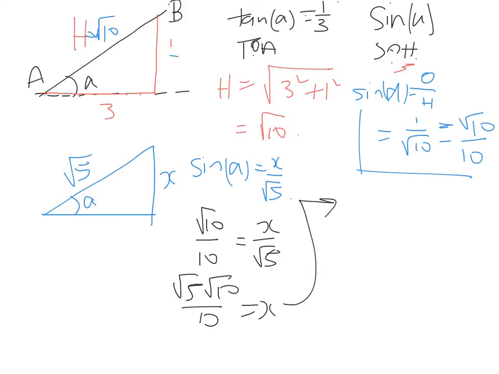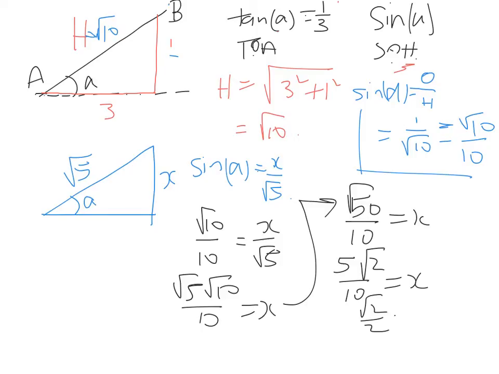I'll simplify, so we've got the square root of 50 over 10 equals x. So the square root of 50 ends up being 5 root 2, so 5 root 2 over 10 equals x, and that's simplified to root 2 over 2 equals x.